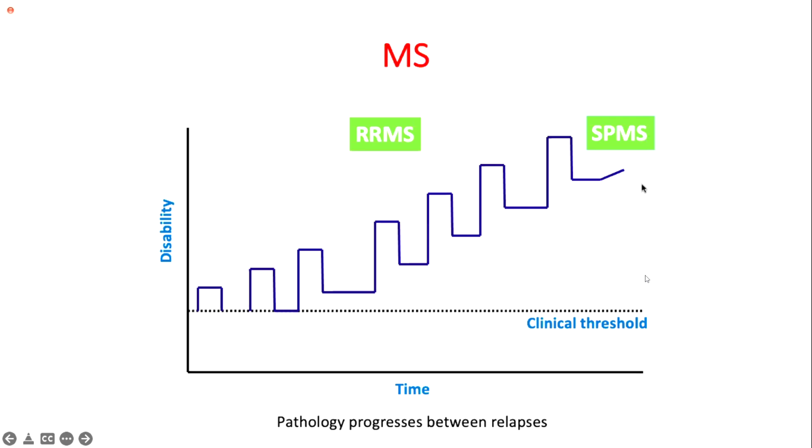Is that understood? So the majority of patients, over 80%, have relapsing remitting multiple sclerosis. A proportion of them, as time goes by, will then develop secondary progressive multiple sclerosis. So what is the pathophysiology of multiple sclerosis?